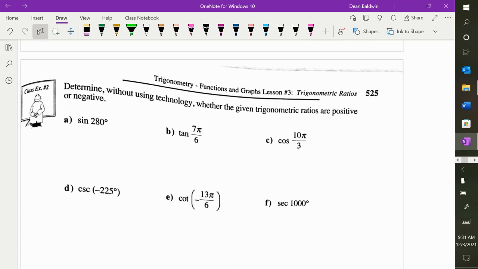Okay, here we go. So tell me if these are going to be positive or negative. Sine of 280. What quadrant do you finish in if you're at 280 degrees? The fourth one? Boom, you're in the fourth quadrant, right? Is sine positive or negative in that quadrant? It's negative, so the answer will be negative. If you punch sine 280 into your calculator, you will get a negative number. I don't care what that number is. You will get a negative number.